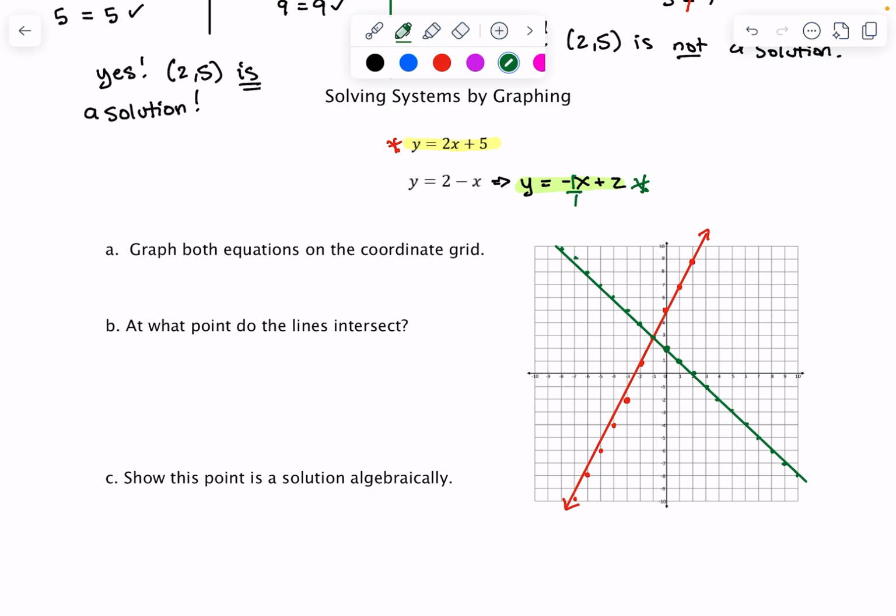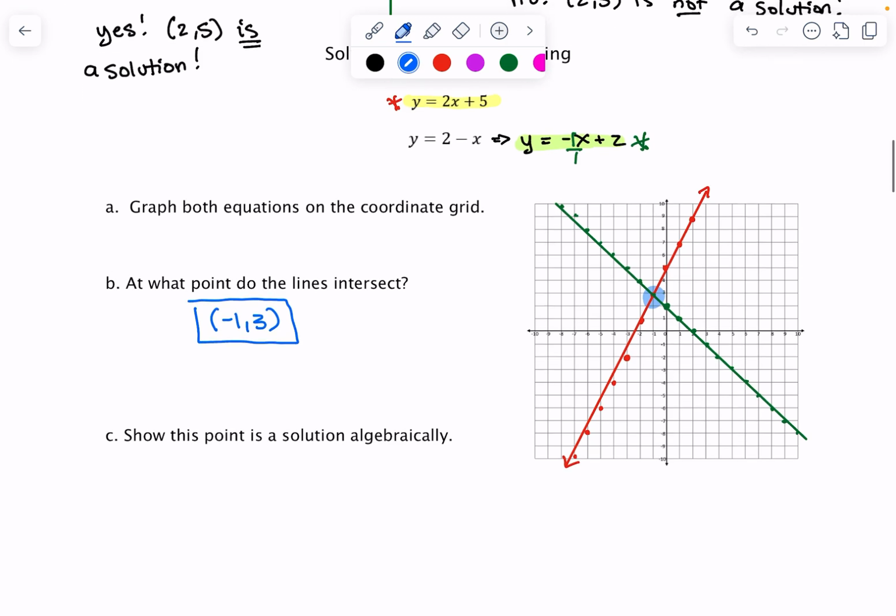And we can see that the point of intersection is right there in blue. So at what point do the lines intersect? They intersect at the point (-1, 3). At least that's what my graph shows, right? But how can I show that this is a solution algebraically? What that means is I'm going to plug it into both.